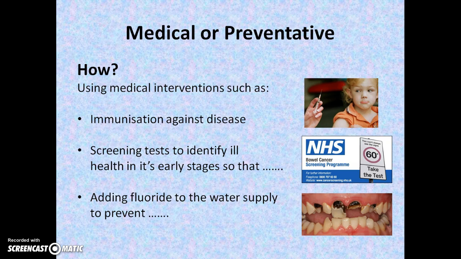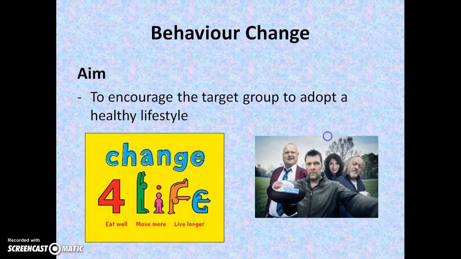And then another medical or preventative method is actually putting fluoride in the water. That prevents tooth decay. Some parts of the country have that fluoride in the water, some don't. Different areas have chosen to have it, some have chosen not to have it, and allow individuals to make a free choice about whether they choose fluoride, say for example in their toothpaste that they use.